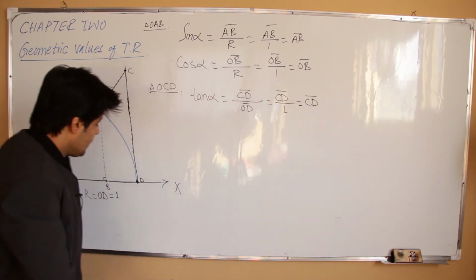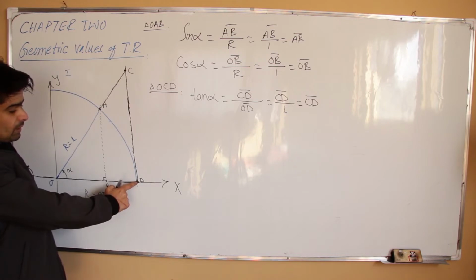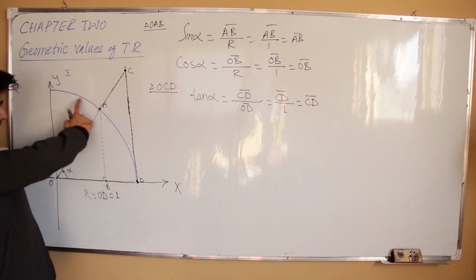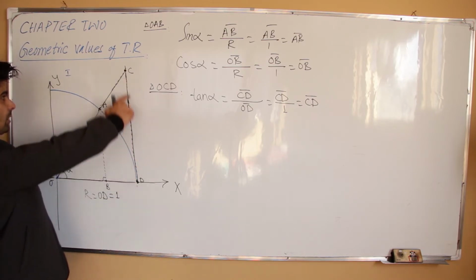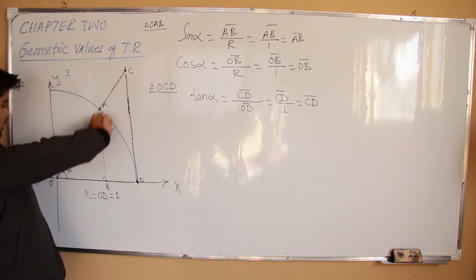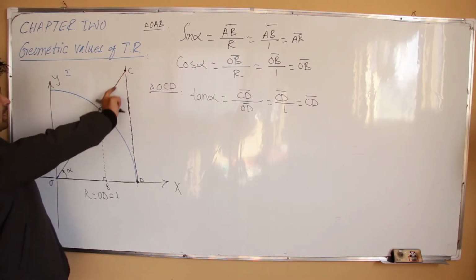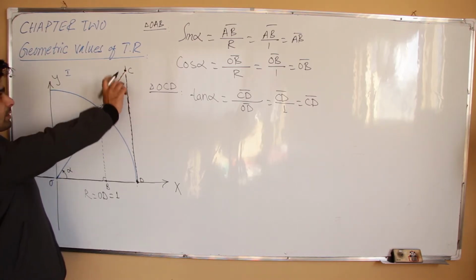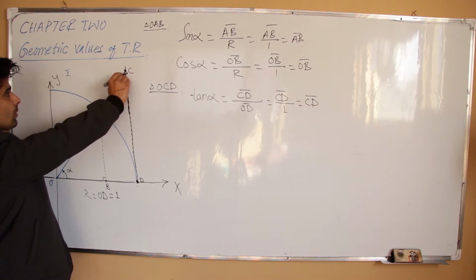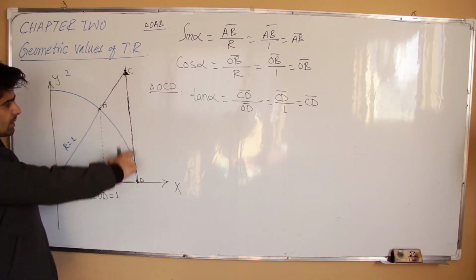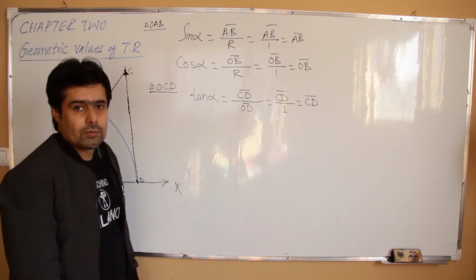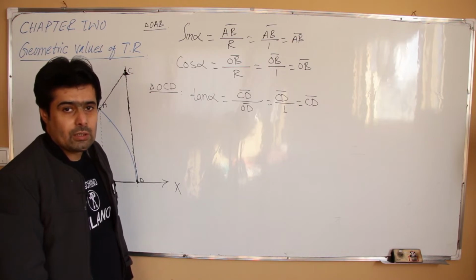So this line, which is tangential to this circumference and is joining the preceding OED line, this value up to here, which value? This one, the CD line. This is the value of tangent.